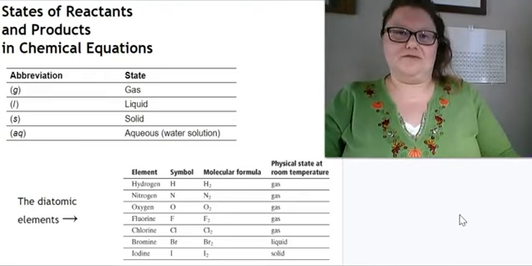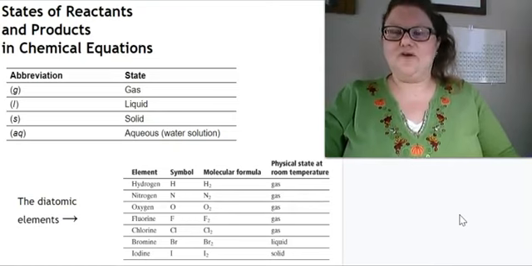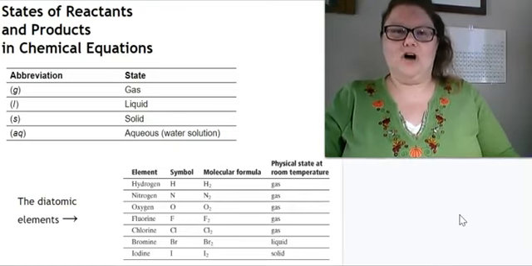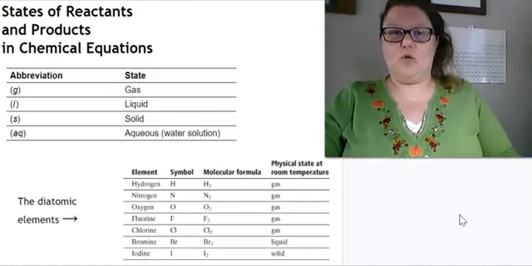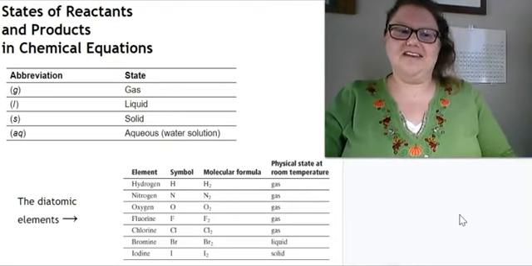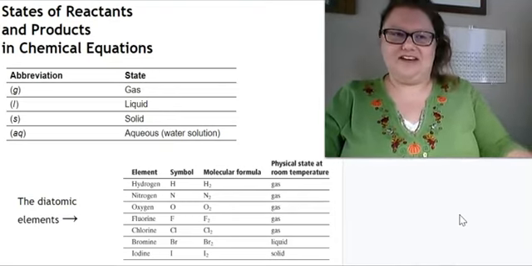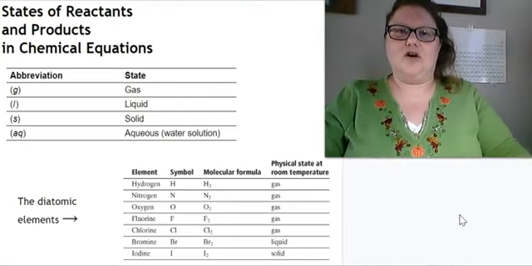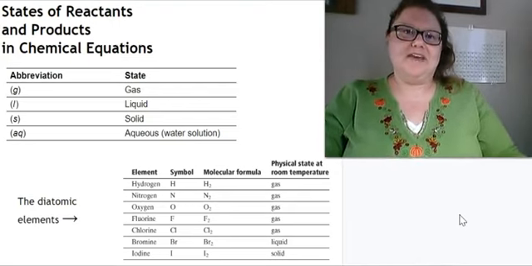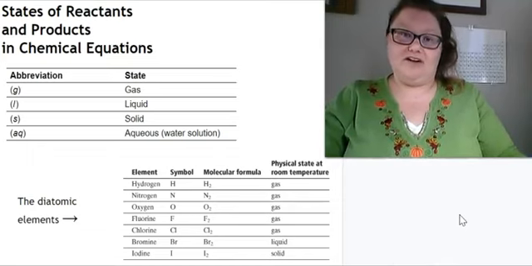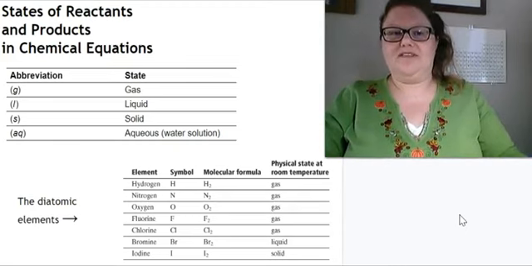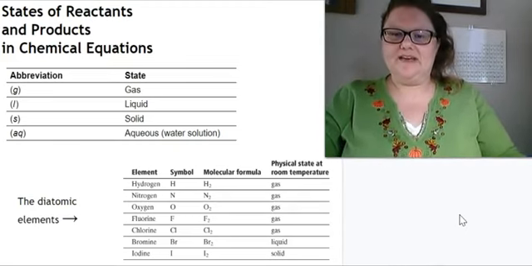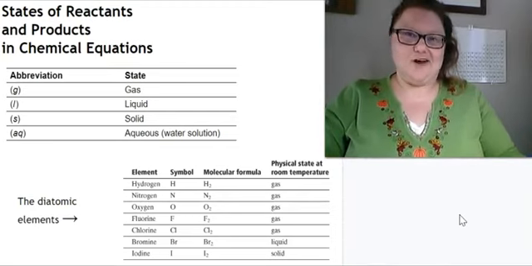aq is an abbreviation for aqueous. An aqueous solution is one in which something is dissolved in water. Since water is called the universal solvent, it's virtually 100% used in dissolving most things. Instead of saying plus water in a reaction, we use the aq to represent a formula that has been dissolved in water. And then we see a reminder of our diatomic elements.